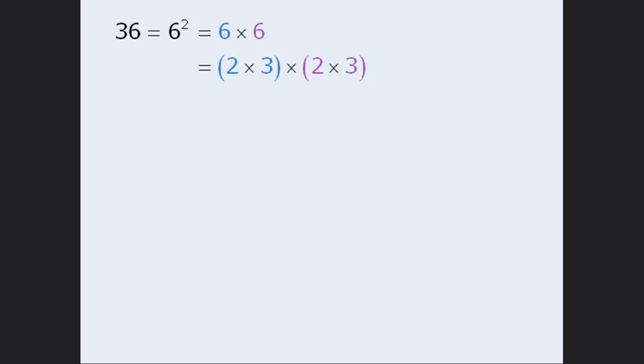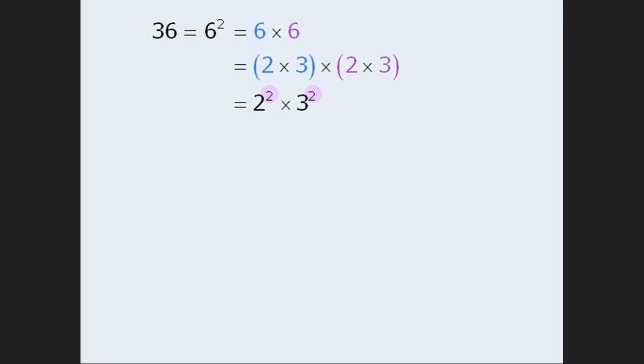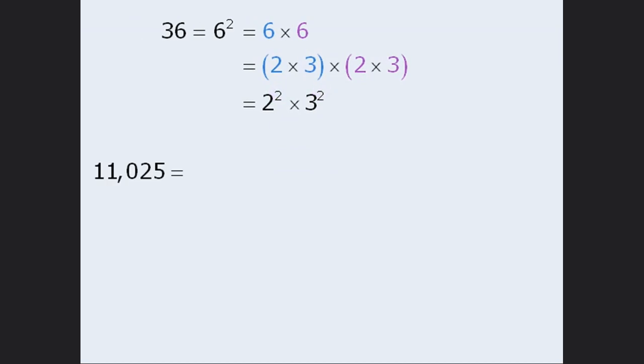Notice that in this product we have 2 2's and we have 2 3's. This should make sense because we got 1 2 and 1 3 from each of the 2 6's. Subsequently, if we rewrite the product using exponents, we can see that the powers of 2 and 3 are both equal to 2. Here's another example.